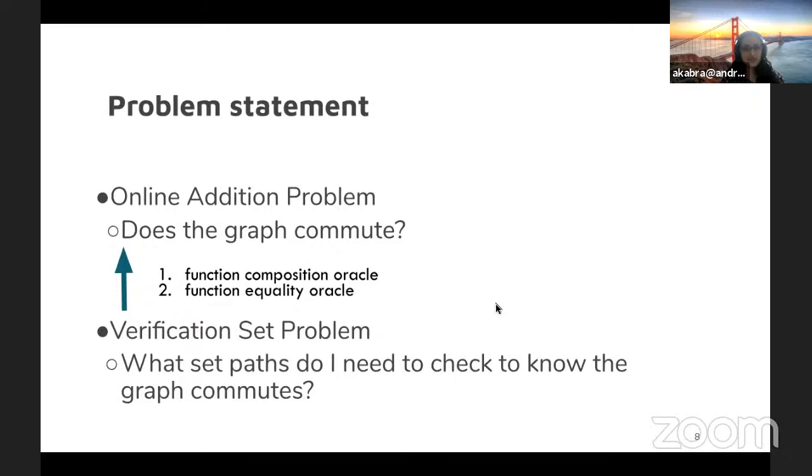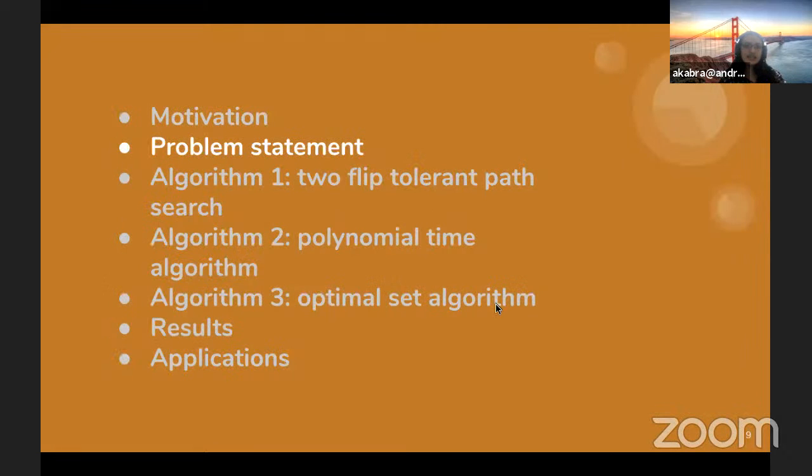In this work, we abstracted out function equality and function composition and solved the verification set problem. The reason we did this is that function composition and equality is often domain specific and often hard. For example, in a graphics programming language, functions might be matrices and function composition would be matrix multiplication. So that was the problem statement. Now we go about designing a good algorithm.